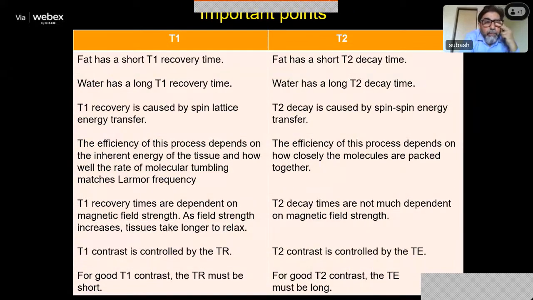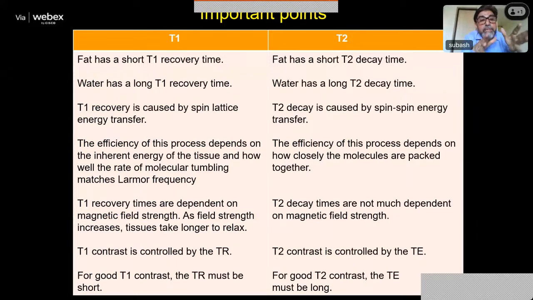So these are some important points. Fat has a short T1 recovery time, and fat has a short T2 decay time. Water has a long T1 recovery time. Water has a long T2 decay time. Free liquids, water, etc., they have long T1 and T2.